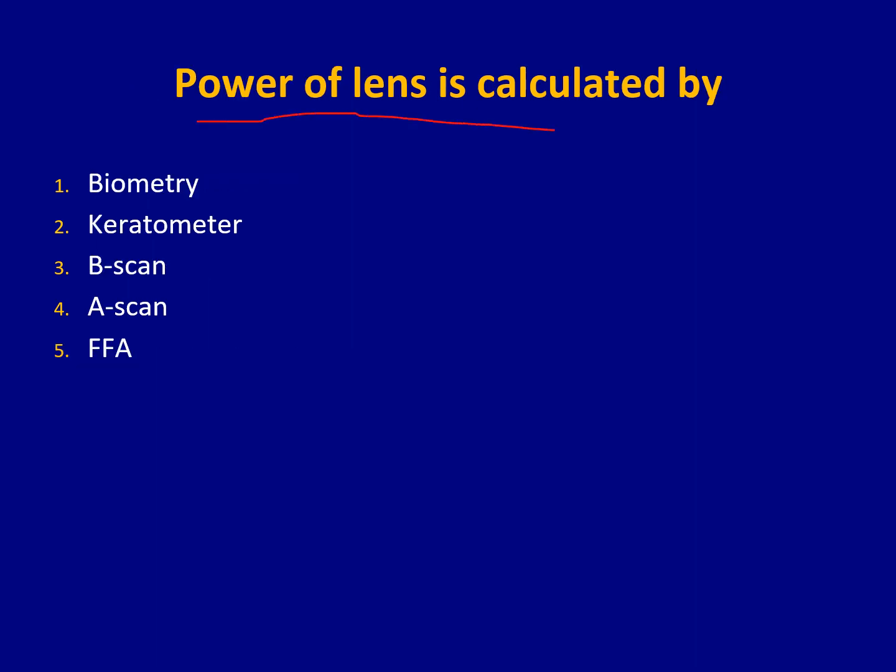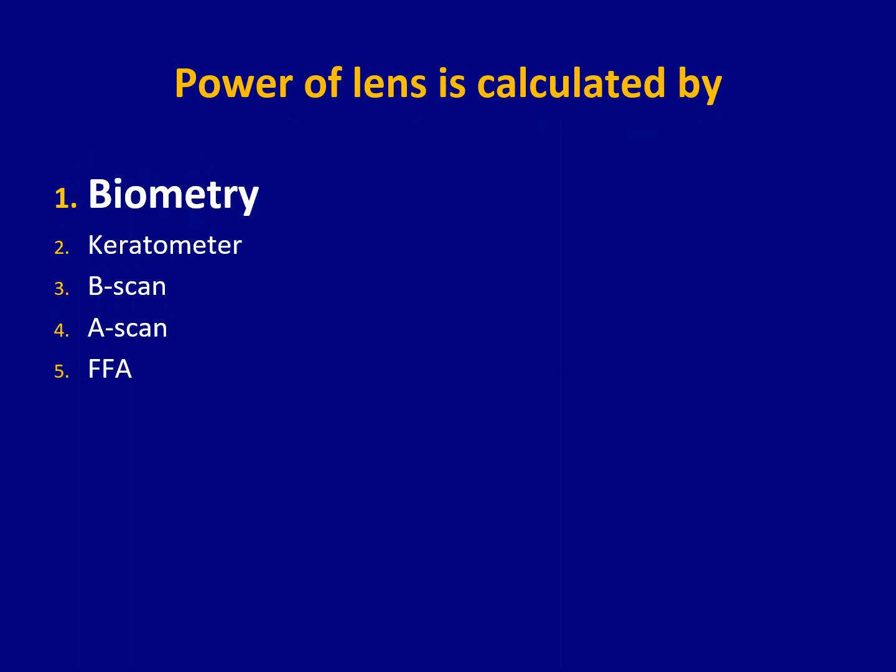Power of the lens is calculated by. Remember the slide? Options are biometry, keratometer, B-scan, A-scan, or FFA. So the obvious answer is biometry. And biometry is the correct answer.